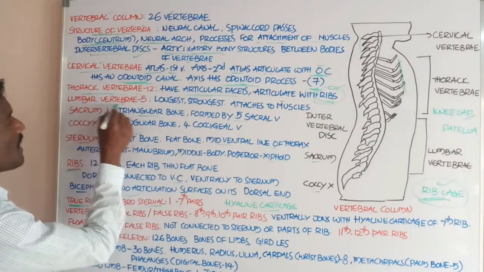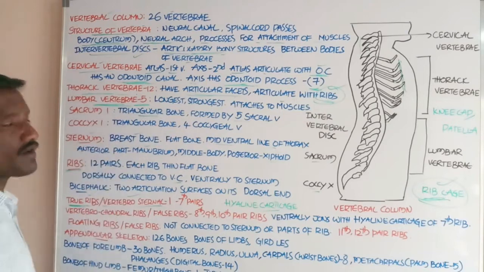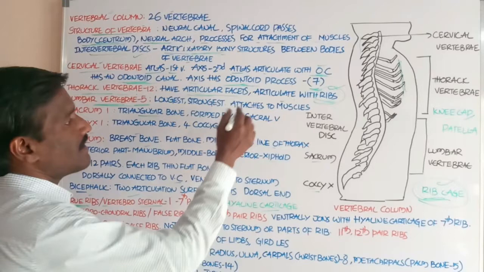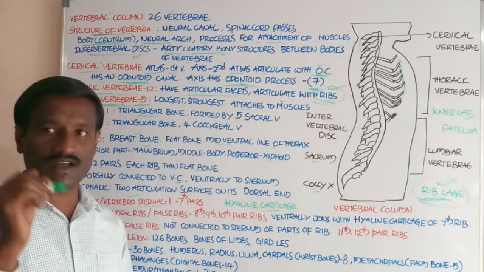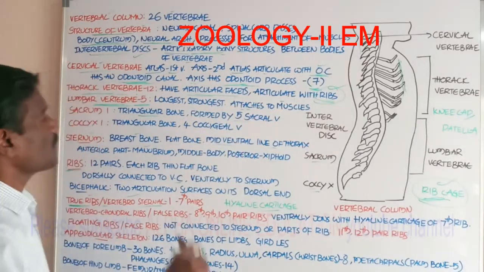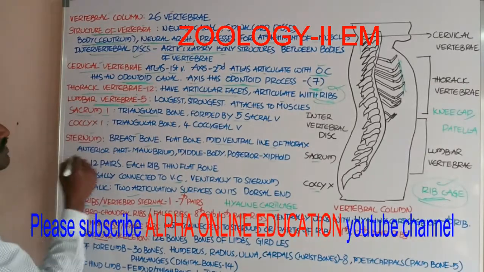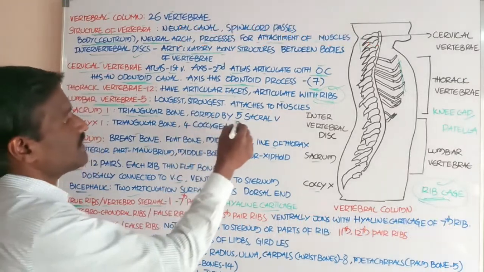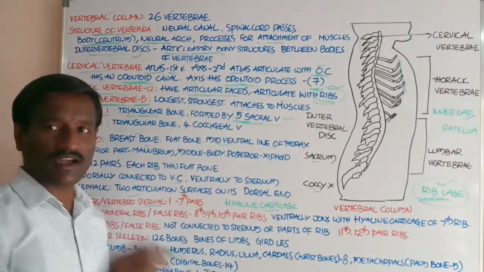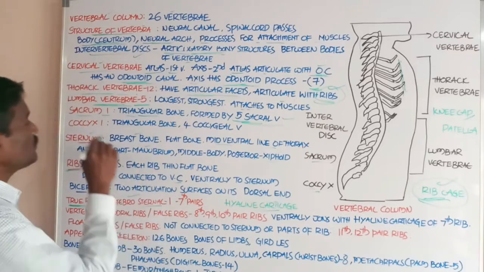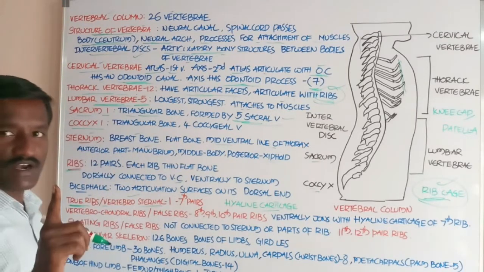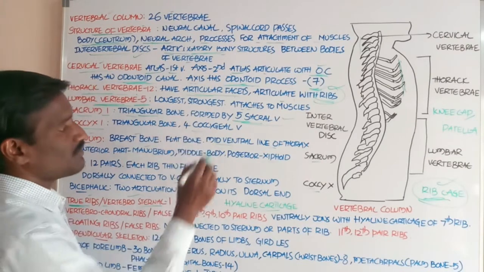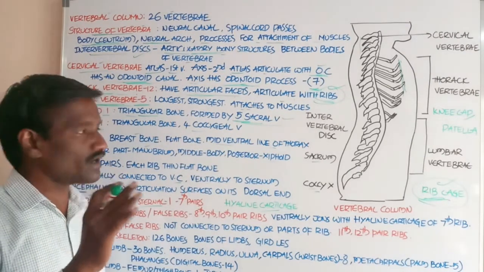Next, students, the lumbar vertebrae. Lumbar vertebrae are 5 in number. These are the longest, strongest vertebrae and provide space for the attachment of muscles. Next, the sacrum. It is only one, a triangular bone in the vertebral column, formed by 5 sacral vertebrae. Next, student, the coccyx. It is only one in number, also triangular in shape, and formed by 4 coccygeal vertebrae.